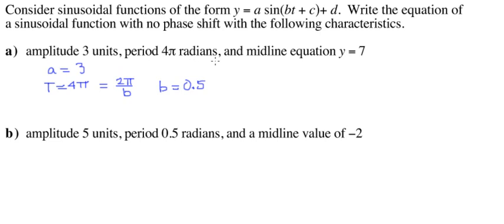I feel bad shortcutting that. I'll show you how it really works. You do 2 pi divided by b equals 4 pi. Take the reciprocal on both sides. That gives you b over 2 pi equals 1 over 4 pi. And then you multiply both sides by 2 pi to get b by itself. 2 pi's cancel on the left, pi's cancel on the right, and you get 2 over 4, which is 1/2. So that's our b value.